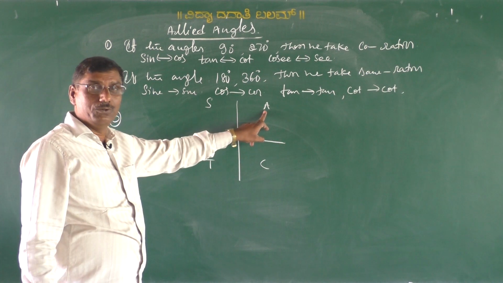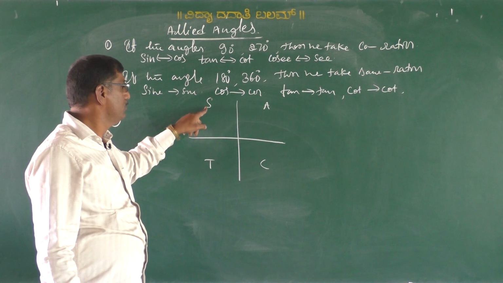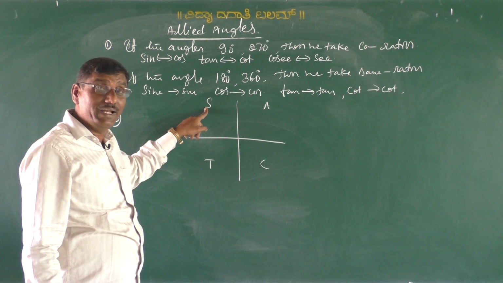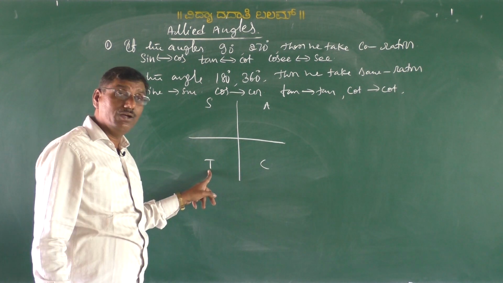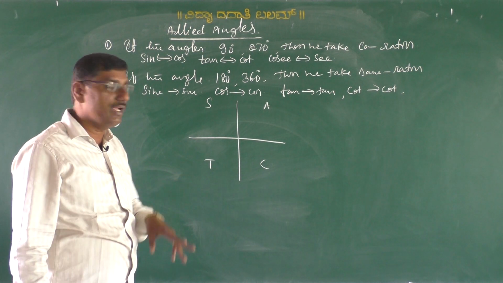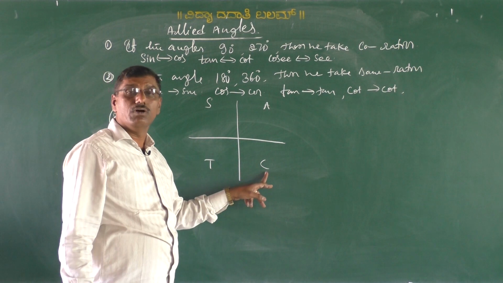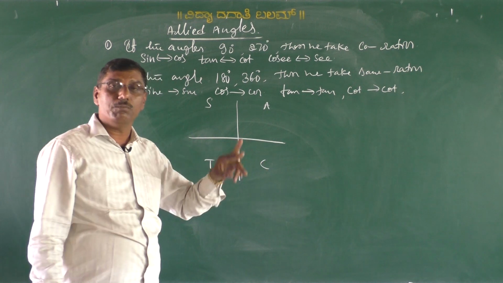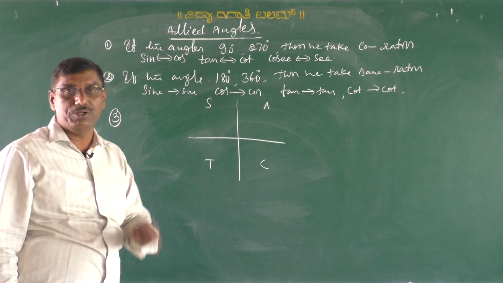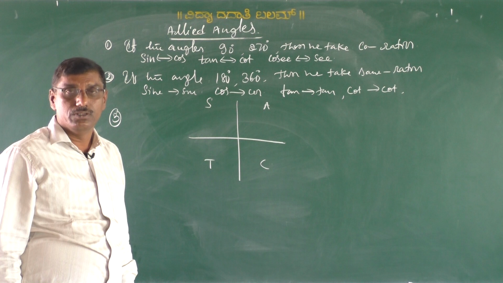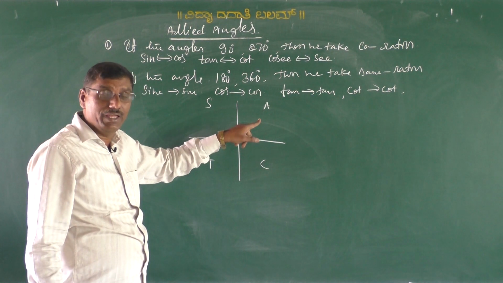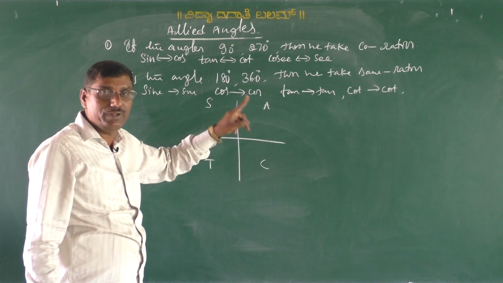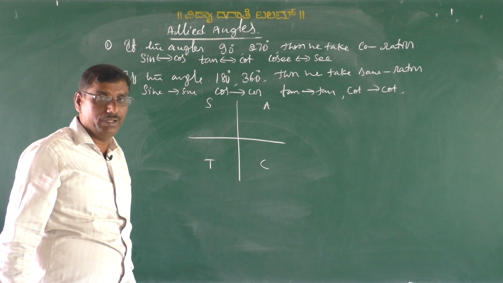All are positive in the first quadrant. In the second quadrant, sine and cosecant are positive, the remaining are negative. Tan and cot are positive, the remaining are negative. Cos and secant are positive, which means the remaining are negative. Yes. Listen carefully, my dear student.